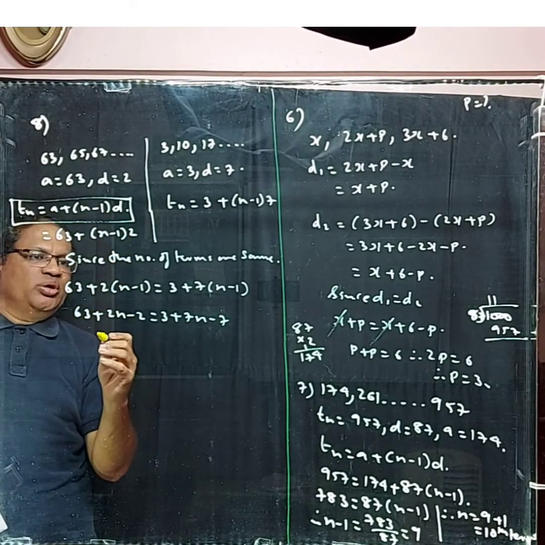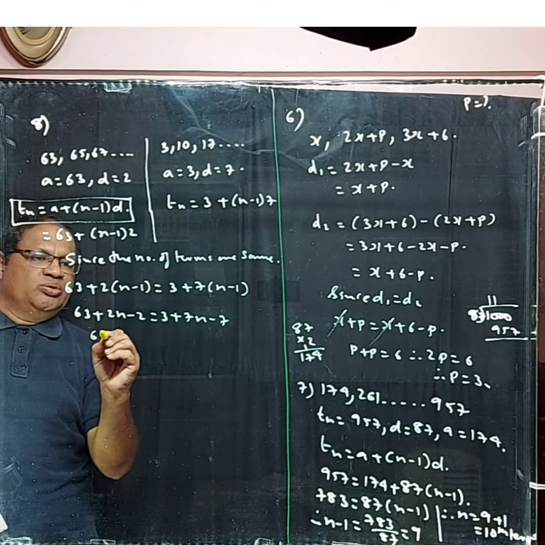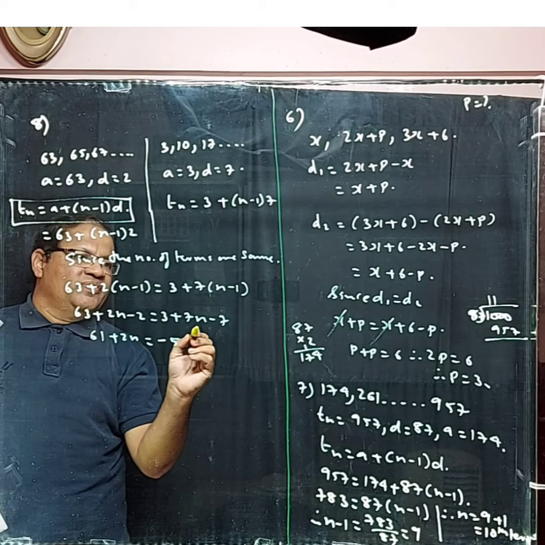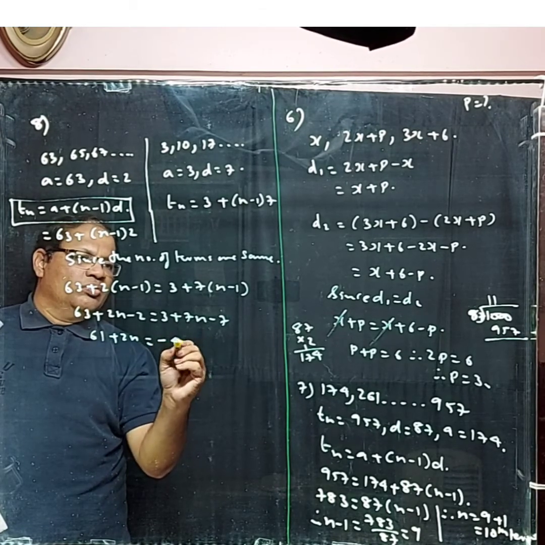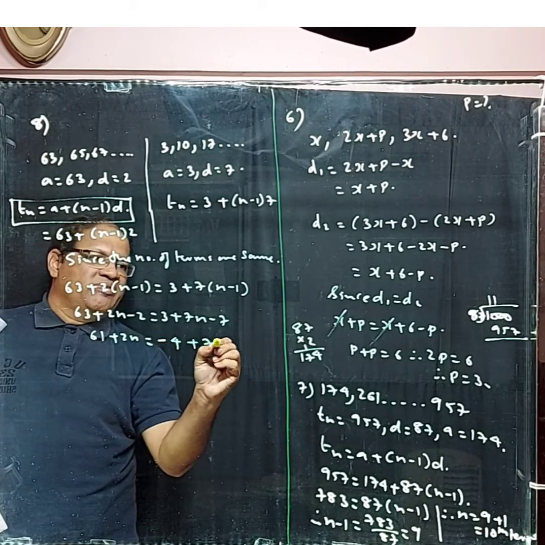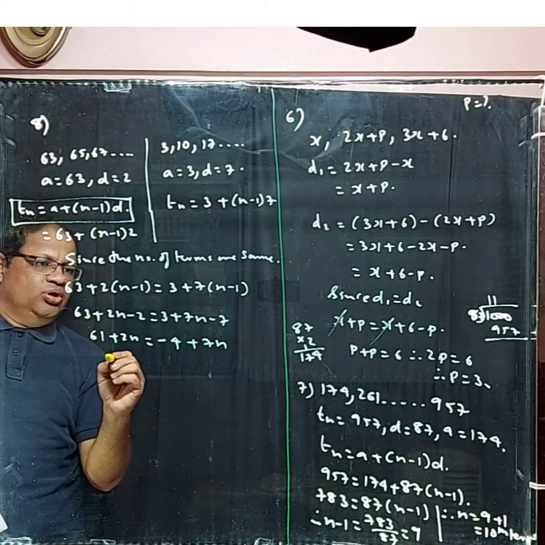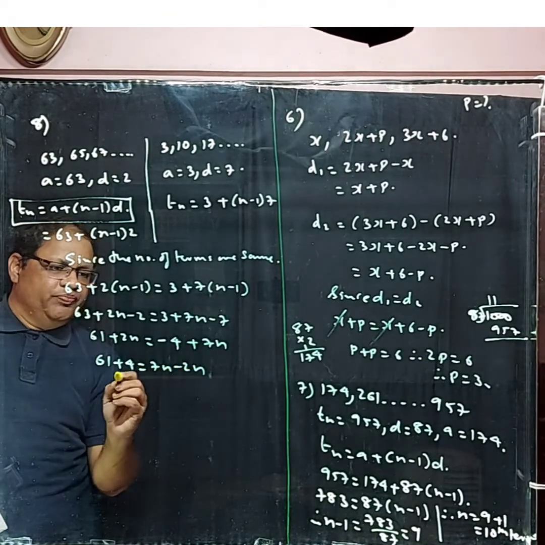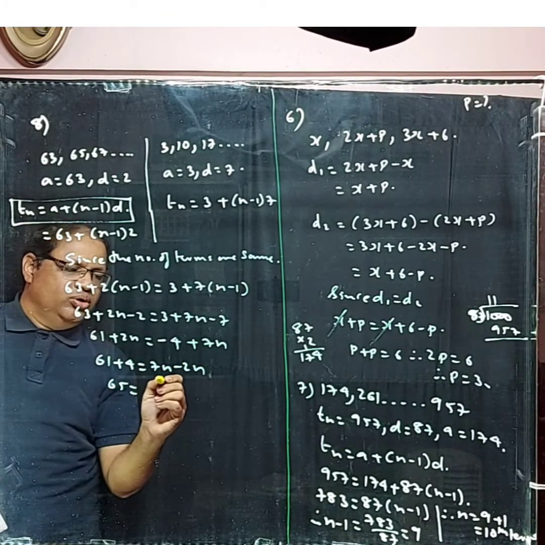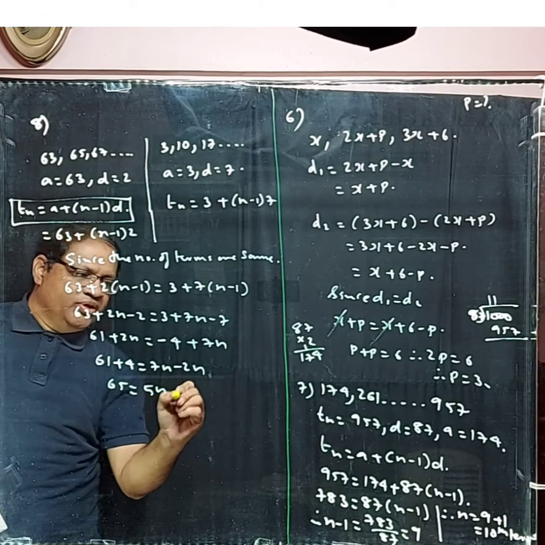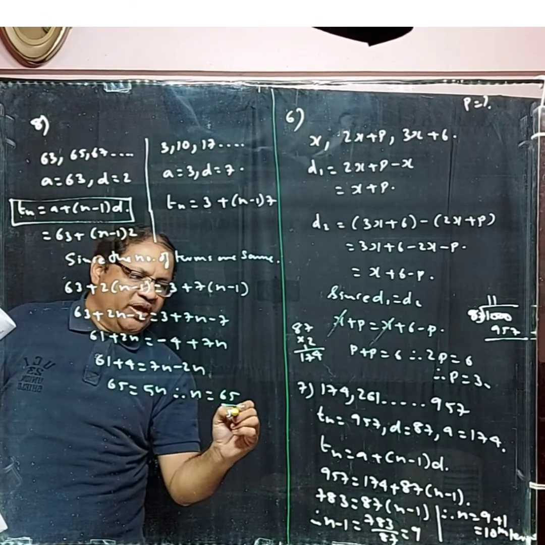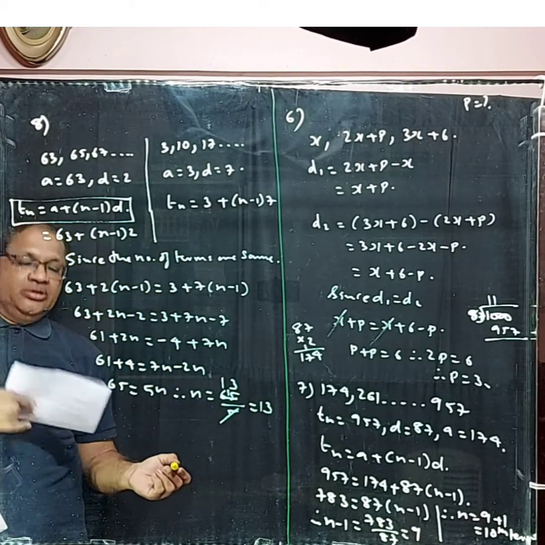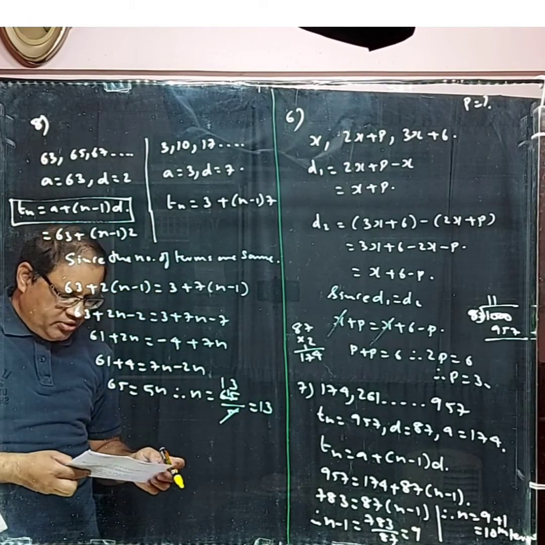Now take the like terms together. 63 minus 2 is 61, and here it is minus 5, 4 plus 7n. So 61 plus 4 is equal to 7n minus 2n. 65 is equal to 5n. Therefore n is equal to 65 upon 5, which is 13. So the number of terms are 13.